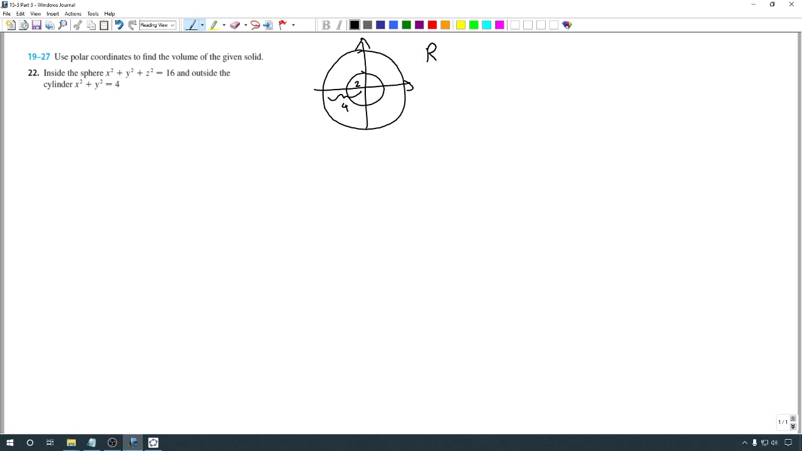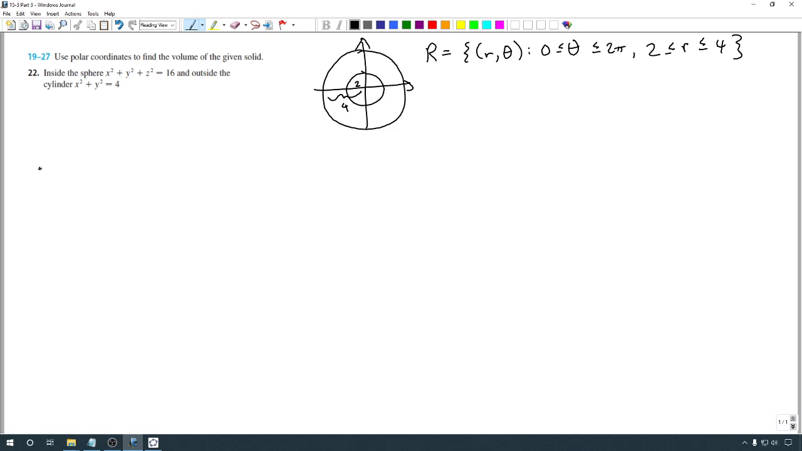In fact, we could write this as the set of all points r, theta, where theta is going to go all the way around the circle, so from 0 to 2 pi, but r is going to be restricted from 2 to 4. And now we need to know what function we are integrating, because the thing that we're trying to find the double integral of is the sphere.